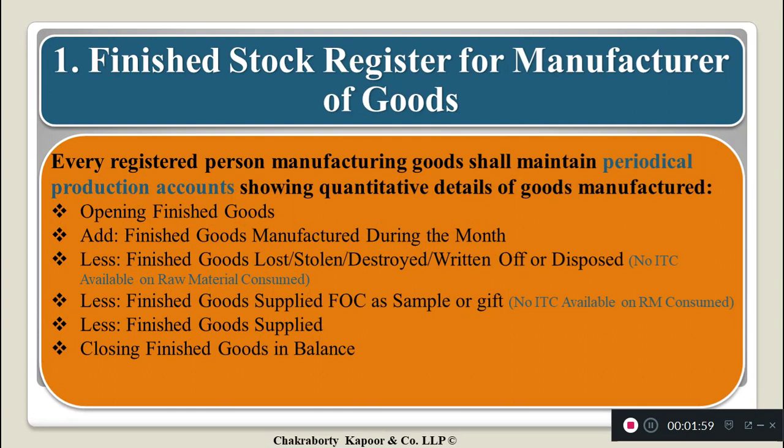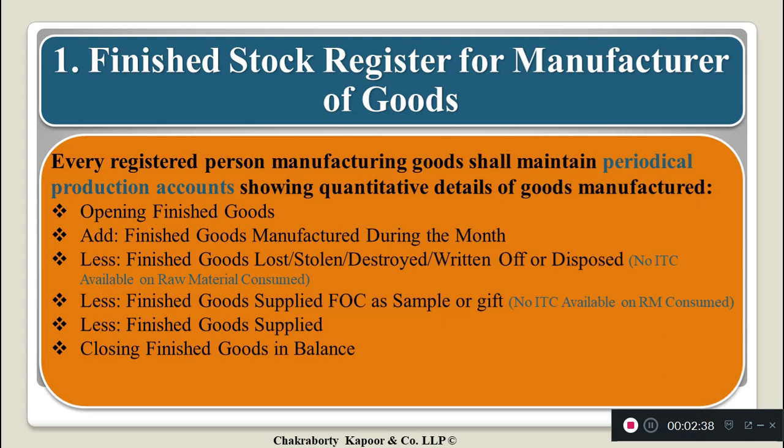Finished stock register for manufacturer of goods. Every registered person manufacturing goods shall maintain a register showing quantitative details of goods manufactured as: opening finished goods, plus finished goods manufactured during the month, less finished goods lost, stolen, destroyed, written off, or disposed, less finished goods supplied free of cost as sample or gift, less finished goods supplied, and then we will find closing finished goods in balance.